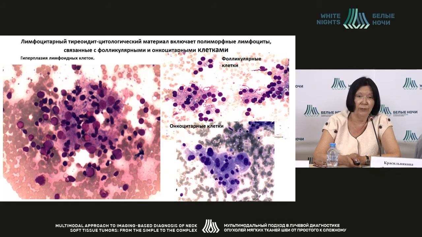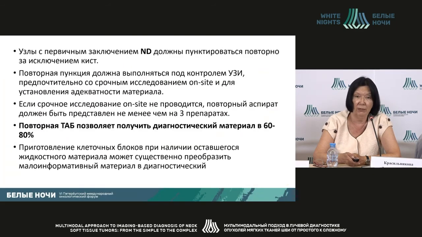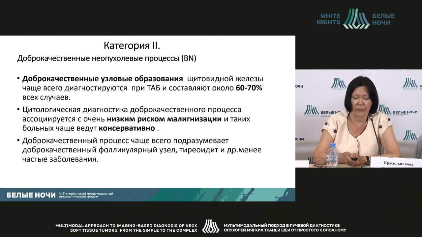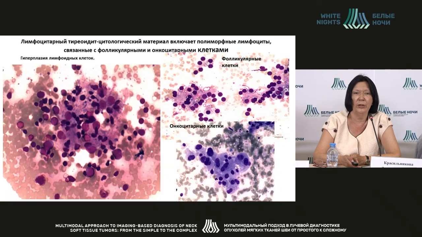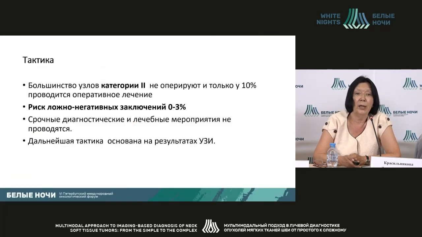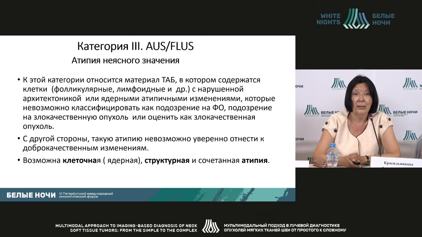Next benign process is lymphocytic thyroiditis. It has a lot of hyperplasia, lymphoid cells, and epithelium. To the right, you see follicular cells, and at the bottom there are oncocytic epithelium cells. They're called Hürthle cells. The nodes of category 2 are usually not liable for surgery, and the risk of false negative conclusions is up to 3%.